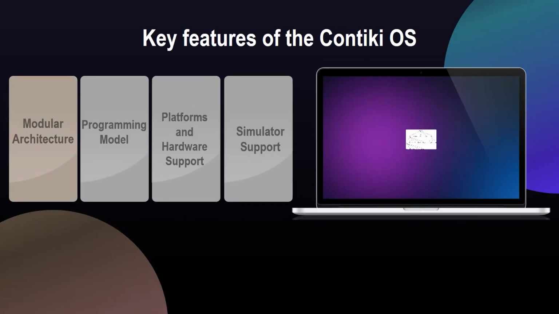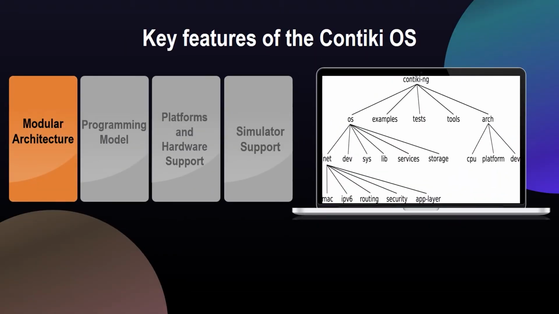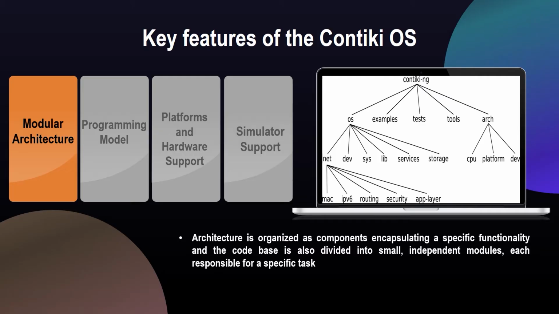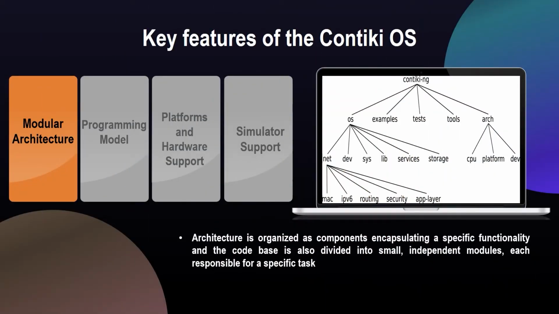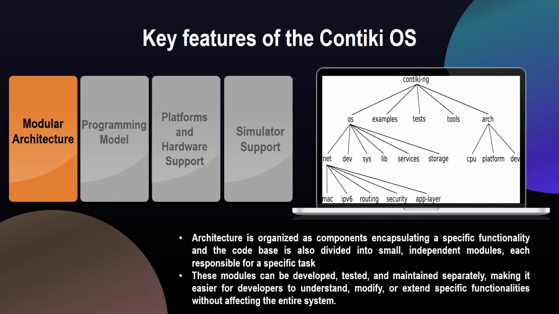Now let us look at some of the key features of the Contiki operating system. First is the modular architecture. Contiki's architecture is organized as components encapsulating a specific functionality, and the code base is also divided into small, independent modules, each responsible for a specific task. These modules can be developed, tested, and maintained separately, making it easier for developers to understand, modify, or extend specific functionalities without affecting the entire system.